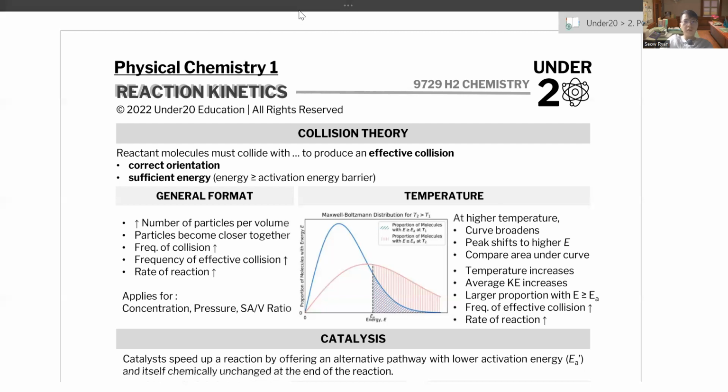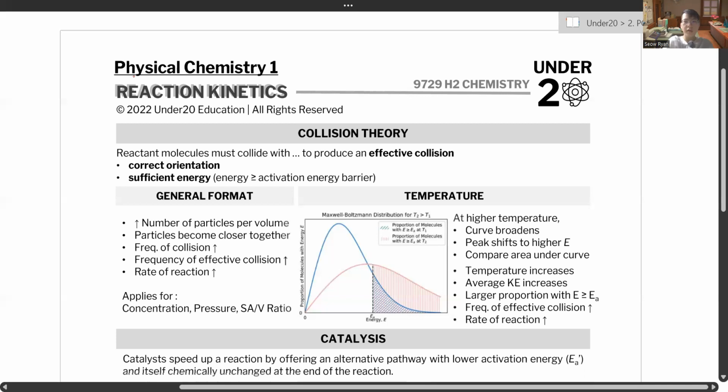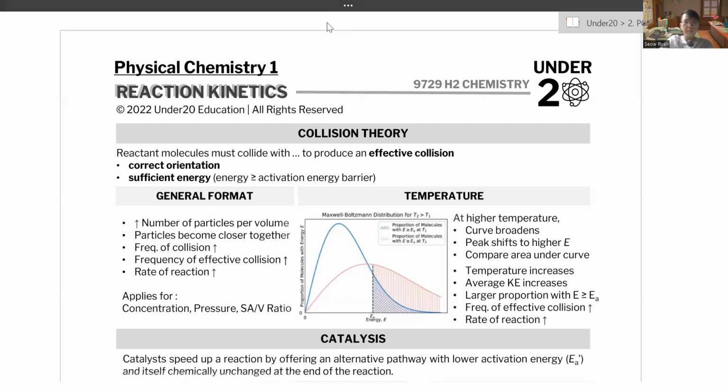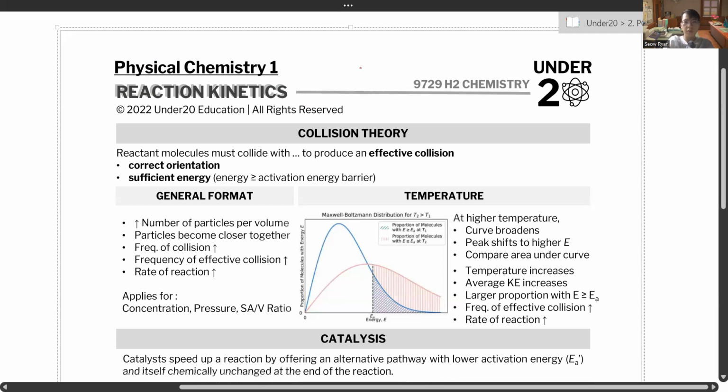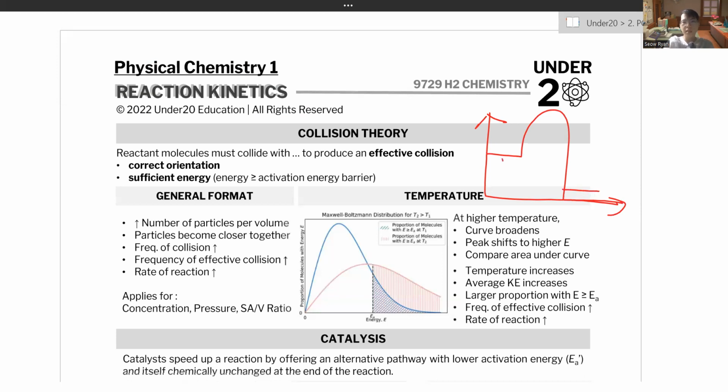If you recall from O levels, if you were to draw an energy level diagram, it looks something like this. So this is exothermic, and then the activation energy is here. You must collect sufficient energy to be able to reach this stage on top before you can go to the products. These are the reactants and these are the products.